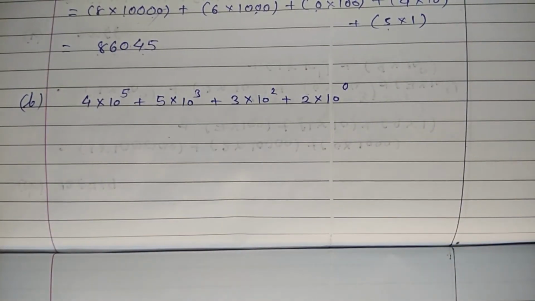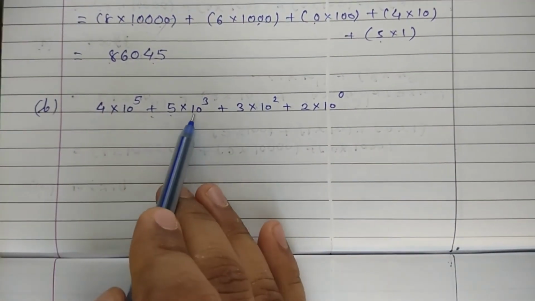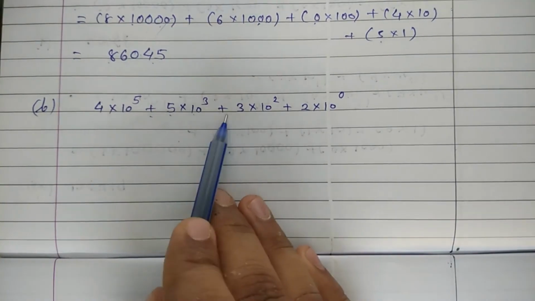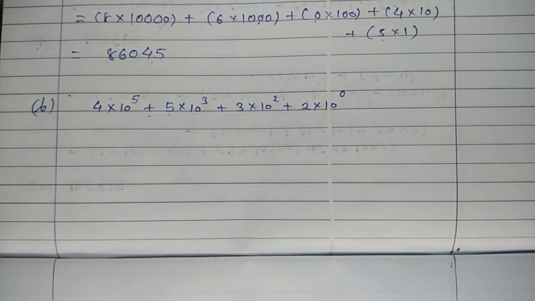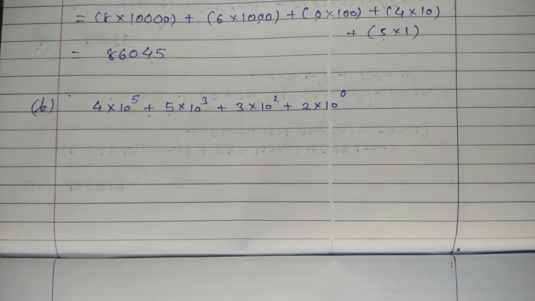Next, some number B, 4 multiplied by 10 raised to the power of 5 plus 5 multiplied by 10 raised to the power 3 plus 3 multiplied by 10 raised to the power 2 plus 2 multiplied by 10 raised to the power 0. Here in this sum we can see that some terms are missing.